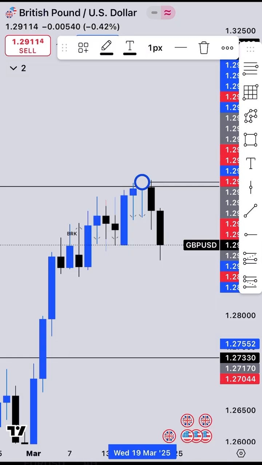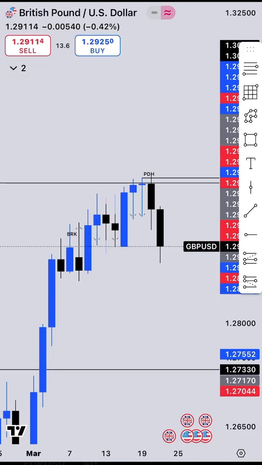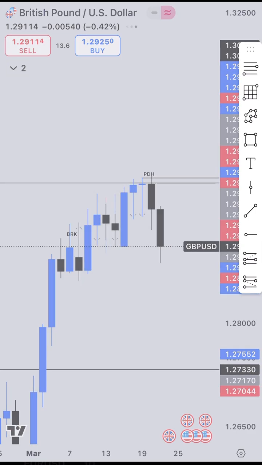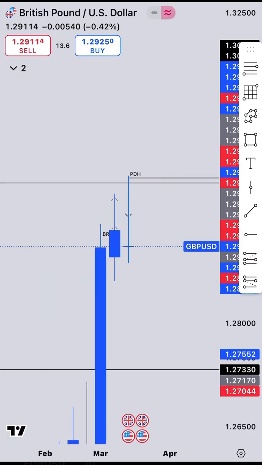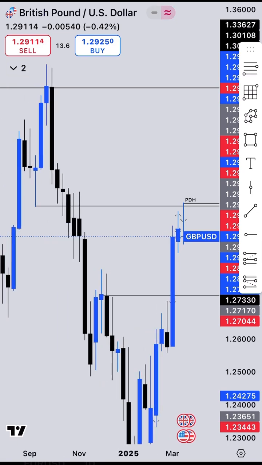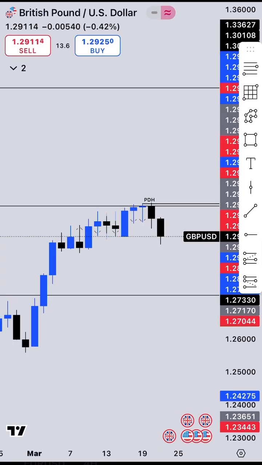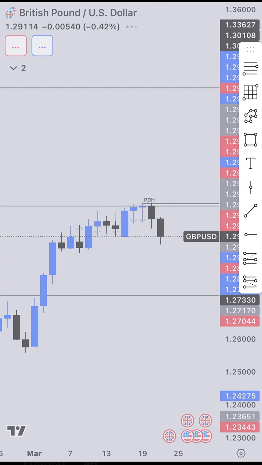Immediately price took out this previous day high candle. Let me just mark it out so that you can see it clearly. I was anticipating on selling because of what I have on the weekly time frame. I was seeing rejection because we are at what?